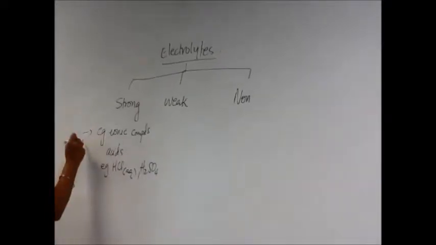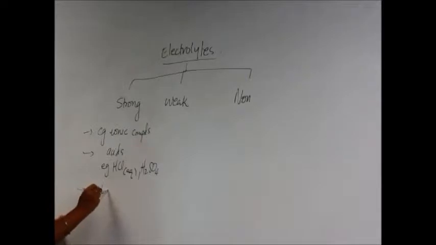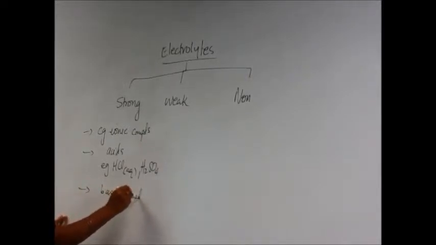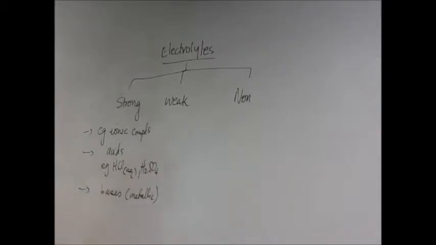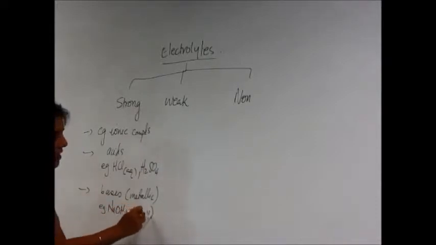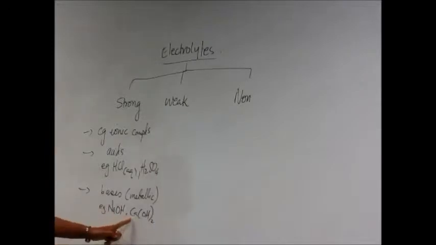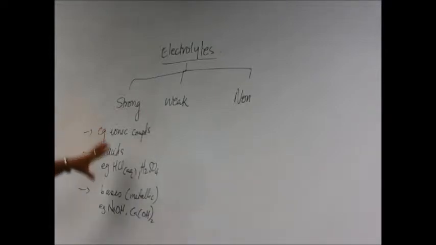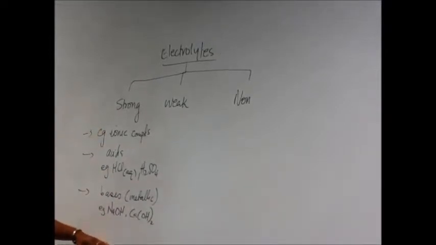So ionic compounds, acids, and then also bases. In this one, it's more specifically the metallic bases, meaning any bases that have metals in them, like sodium hydroxide, calcium hydroxide, any hydroxides that have at least one metal in them. I know you can classify them as ionic compounds also, which is fine, but they're also categorized as bases. So these all will be considered strong electrolytes, which means that they conduct electricity very well.